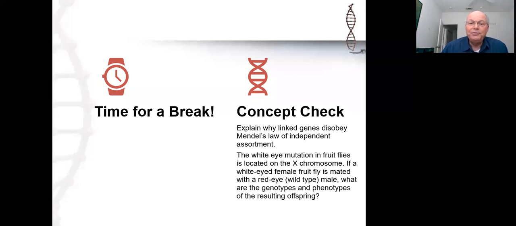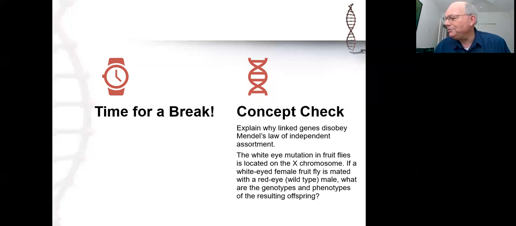The white-eye mutation in fruit flies is located on the X chromosome. We've just been talking about that. If a white-eyed female fruit fly is mated with a red-eyed or wild type, that's the term that we give for the normal feature, male, what are the genotypes and phenotypes of the resulting offspring? Let's do the Punnett square.